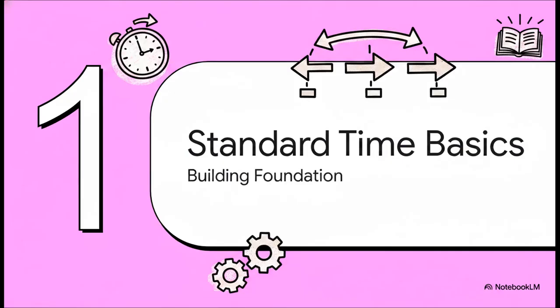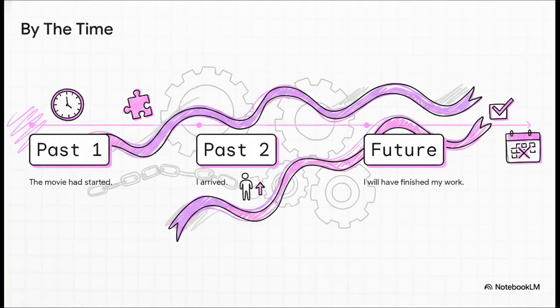All right, Section 1, Standard Time Basics, Building the Foundation. So before we intentionally start manipulating our sentence structures, let's just look at the baseline. By the time is our absolute go-to connector when we want to prove that one action completely finished before the next one occurred. Notice how it works in the past. By the time I arrived, the movie had started. See? Event 1 is totally done before Event 2 even begins.